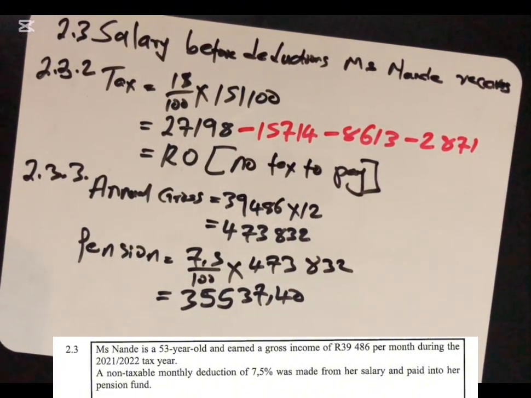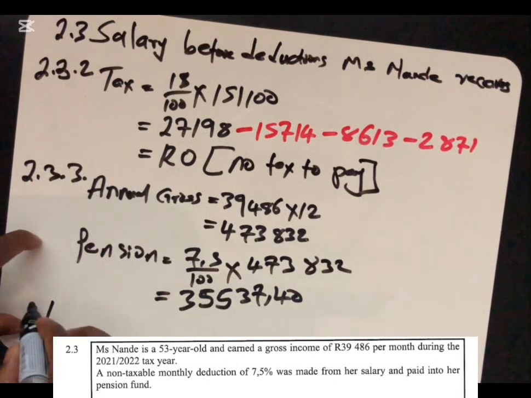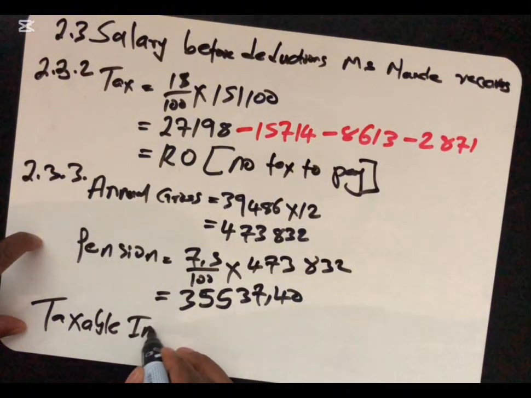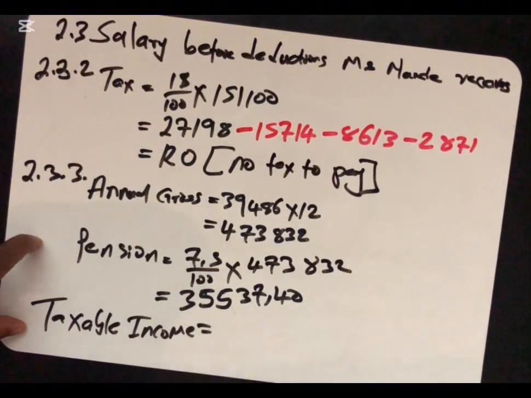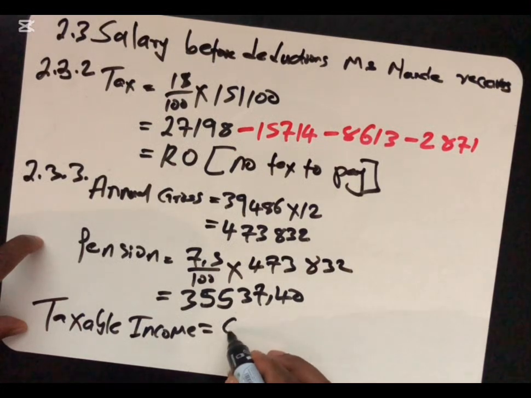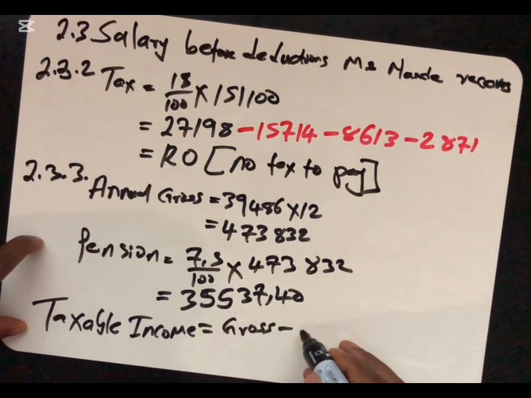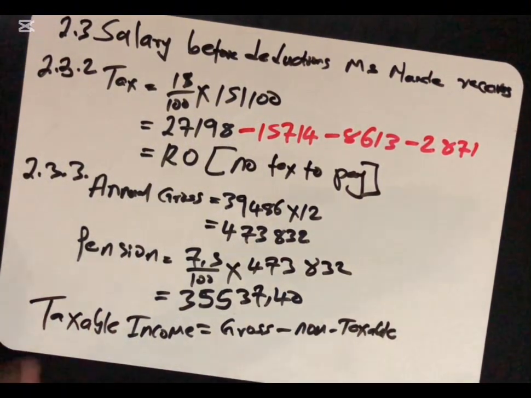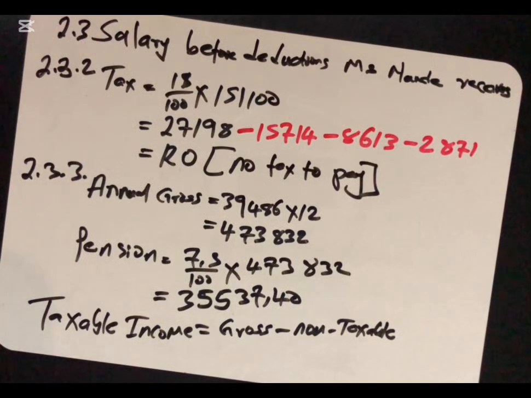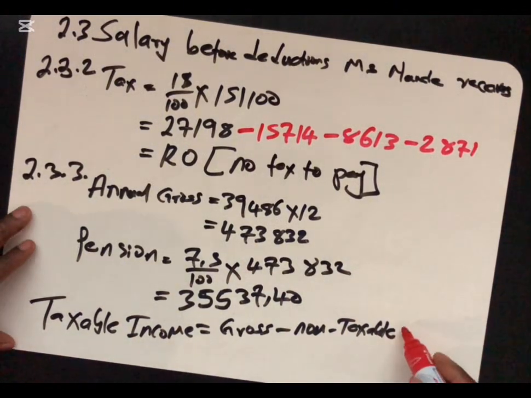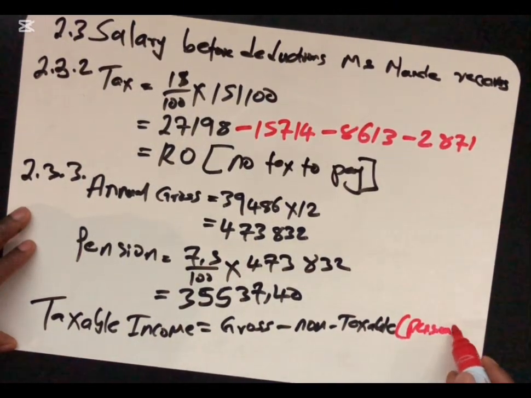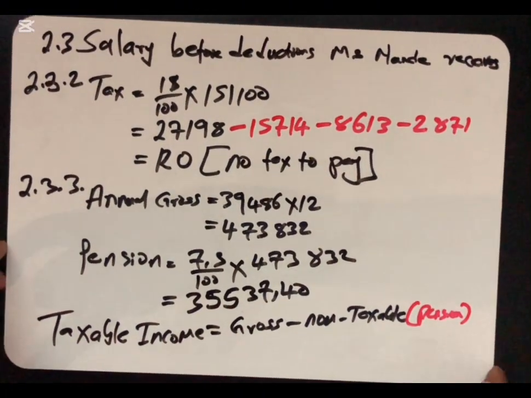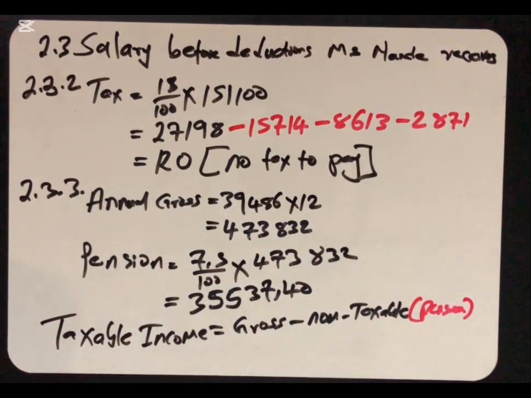So because of this, we can now calculate our taxable income. Taxable income is gross minus non-taxable. But in this case, what is our non-taxable? Our non-taxable is the pension fund. So what is our gross?